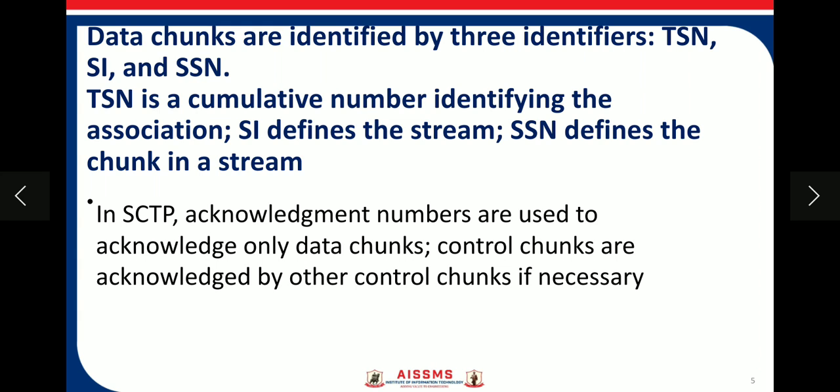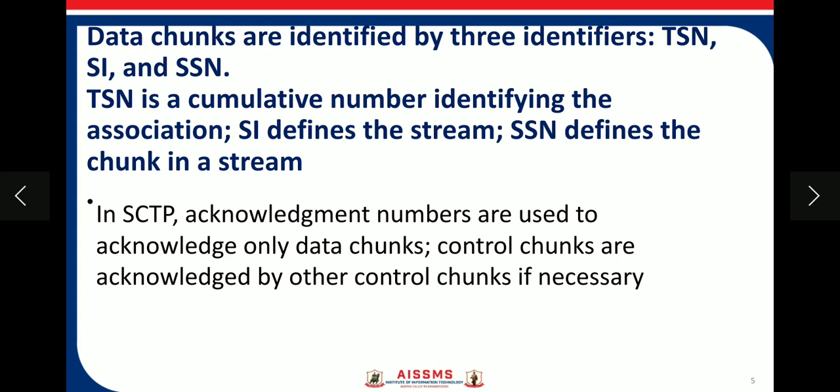SCTP uses a transmission sequence number, TSN, to number the data chunks. In other words, the TSN in SCTP plays a role analogous to the sequence number in TCP. TSNs are 32 bits long, randomly initialized between 0 and 2^32 - 1. Each data chunk must carry the corresponding TSN in its header.